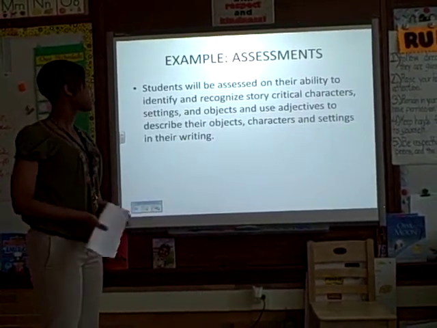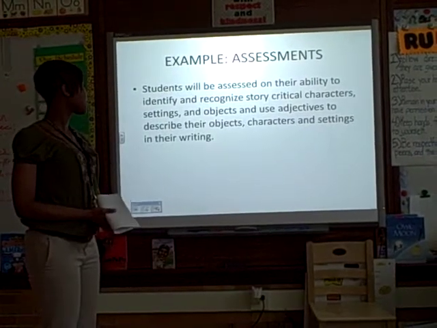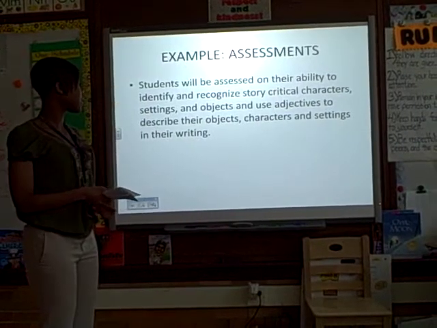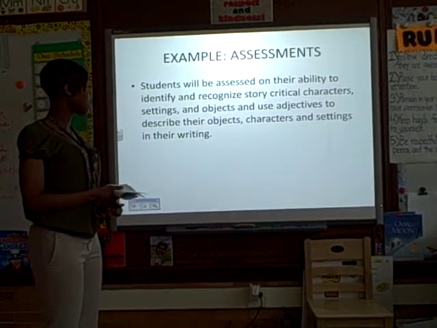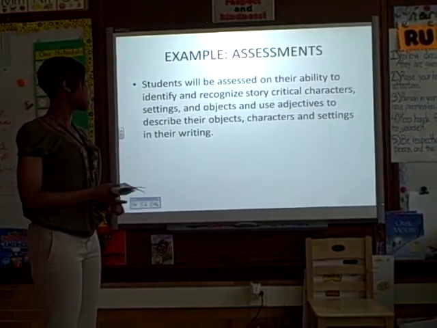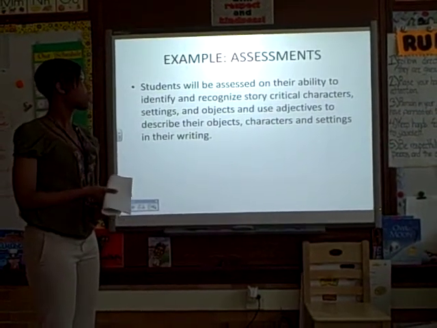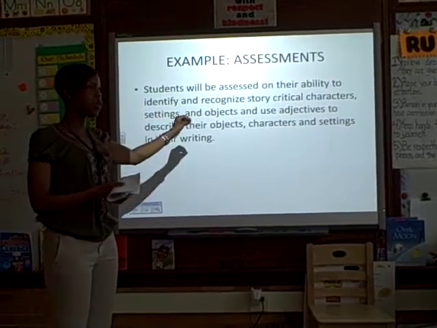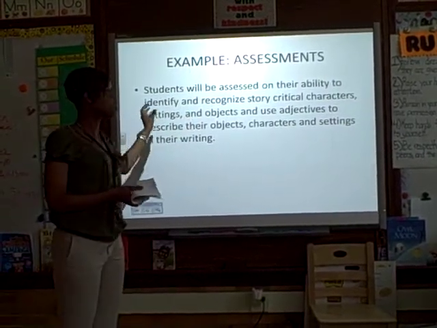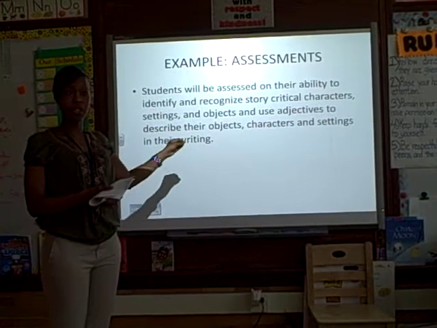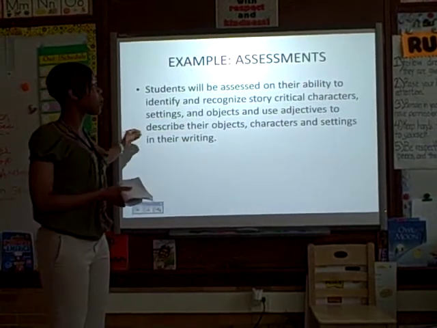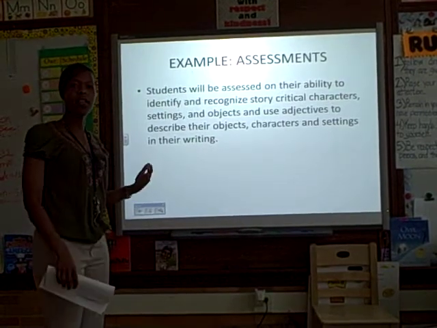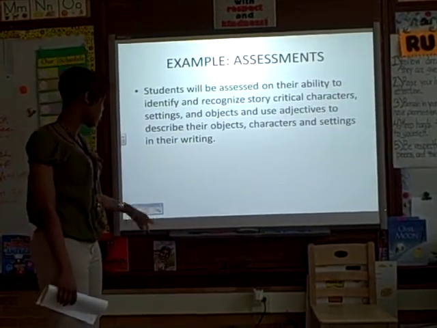Another assessment is that students will be assessed based on their ability to identify and recognize story-critical character settings and objects and use adjectives to describe their objects, characters, and settings in their writing. So this is just an extension: you look at your objective and you figure out what you want them to do, how you want them to show that they have mastered it. So it's not really a separate component, but it's just to have you thinking, what are the students going to do in order to show that they've mastered what I want them to learn?